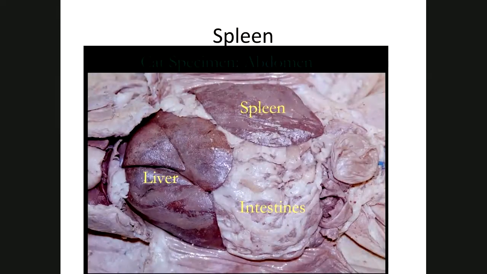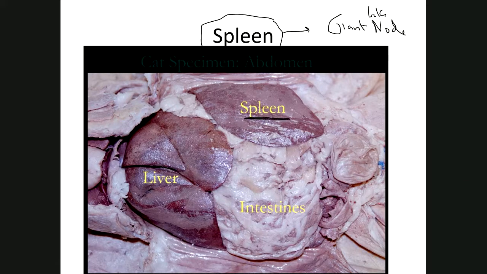Okay, let's talk about the spleen. So the spleen is a little bit like a giant lymph node. Now it's not, don't make the assumption, but it looks a little bit like one. And it has sort of the same job that the lymph node does. Remember, the lymph node, its job was to clean the lymph. Well, the spleen, its job is to clean the blood.